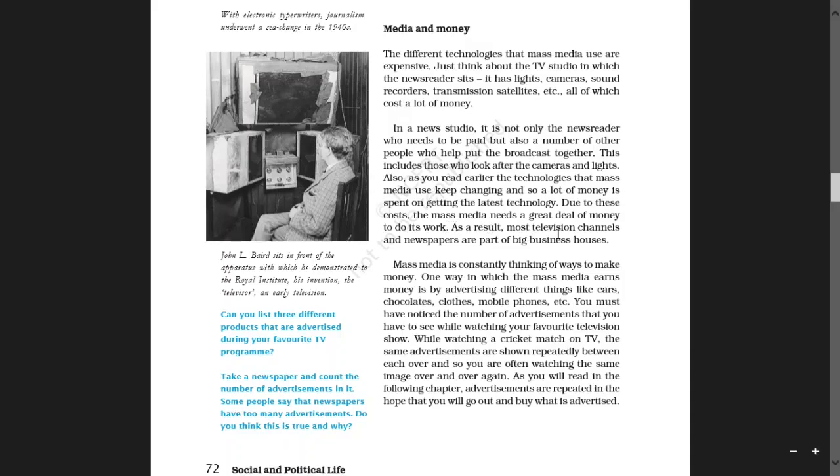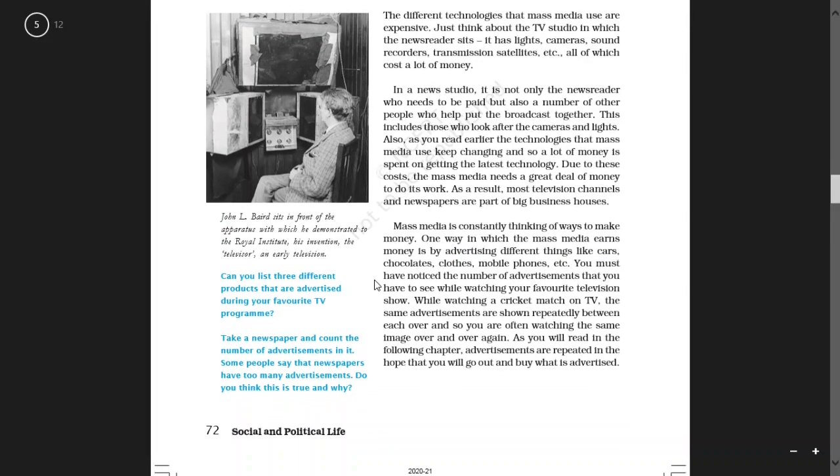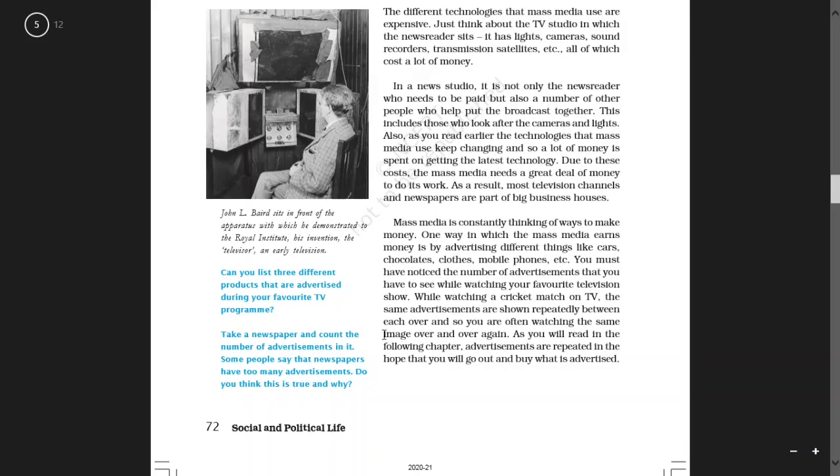As a result, most television channels and newspapers are part of big business houses. Mass media is constantly thinking of ways to make money.